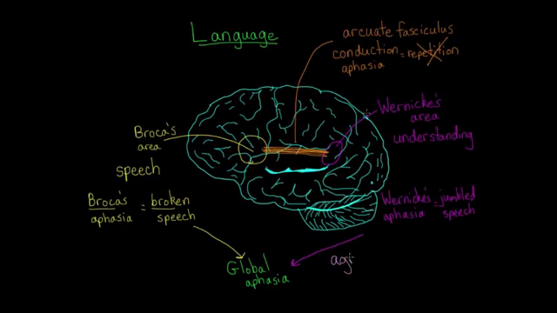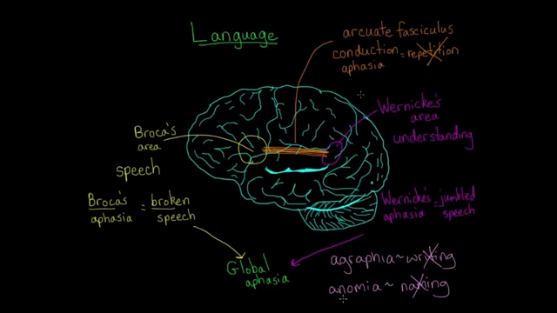We have agraphia, which is the inability to write, anomia, which is the inability to name things, and other specific difficulties in reading, spelling, grammar, pronunciation, all sorts of things you may not even realize that you do effortlessly with a healthy brain. But Broca's aphasia and Wernicke's aphasia are the most common.